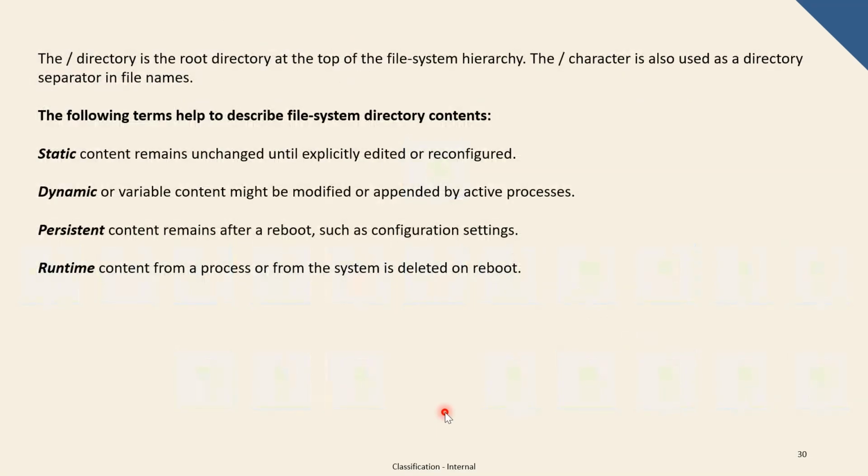All right. We have the following types of contents on the file systems. One is static content, which remains unchanged until explicitly edited or reconfigured. Dynamic contents are variables based on the active process. The third one is persistent content, which you still get after a reboot. The fourth is runtime content, where, based on the process, some data is added at runtime. These are the four kinds of content available on the file systems.